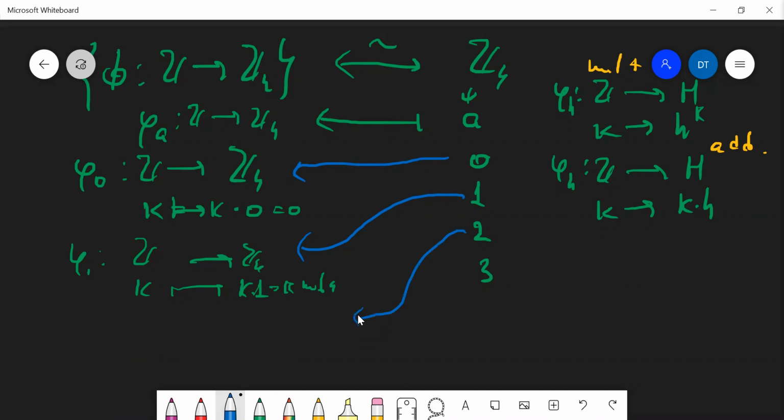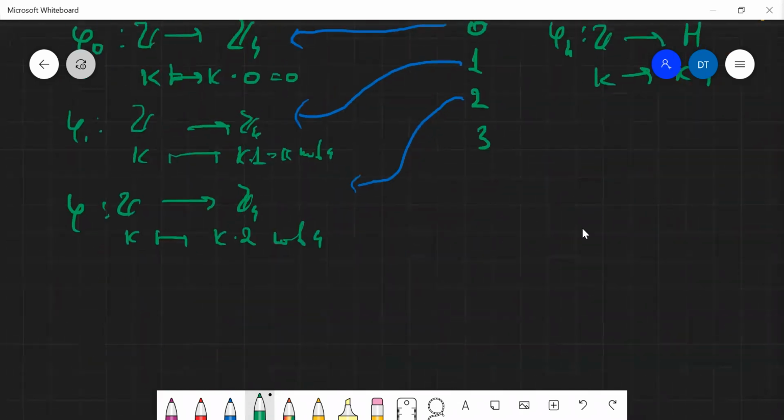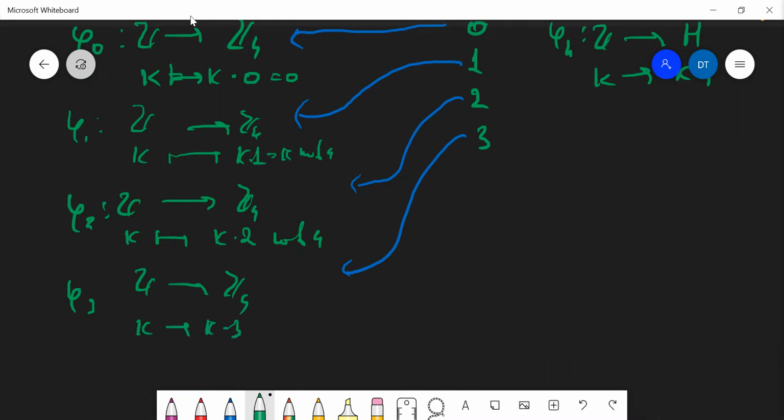So when you take 2, then this map phi takes k to k times 2 modular 4. So this is the third homomorphism corresponding to element 2, and the element 3 corresponds to the map which takes k to k times 3 modular 4. So this is how to describe all possible homomorphisms.